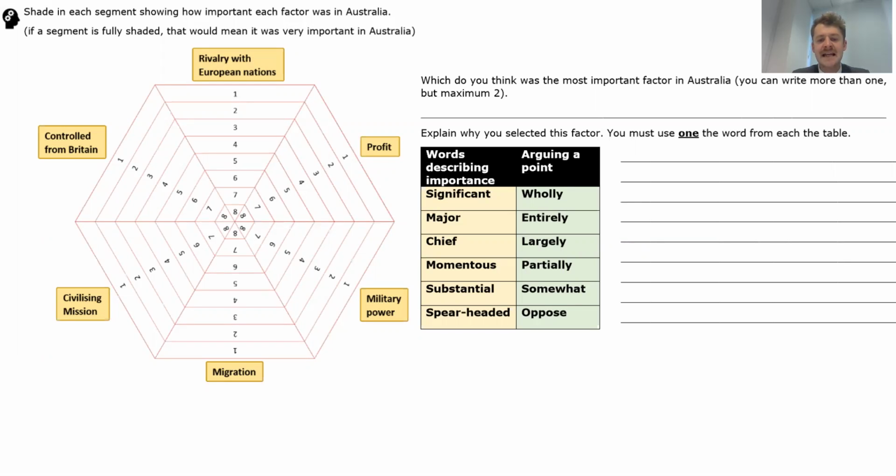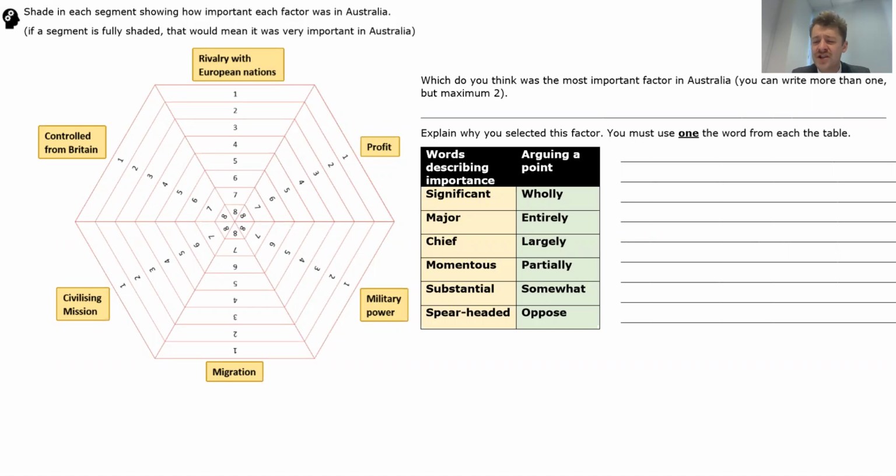So what I want you to do is anywhere where we've not seen any story, for example, we've not seen anything about rivalry with European nations, we can get rid of that. We don't need that. So I want you to just cross it out. You're then going to decide, well, what was the most important thing to make Australia work? What was important in Australia? For example, you might say, well, control from Britain was quite important. So I'm going to put that as a 4, or a 5, something like that in the middle, because it's quite important. And I want you to shade in all of that.